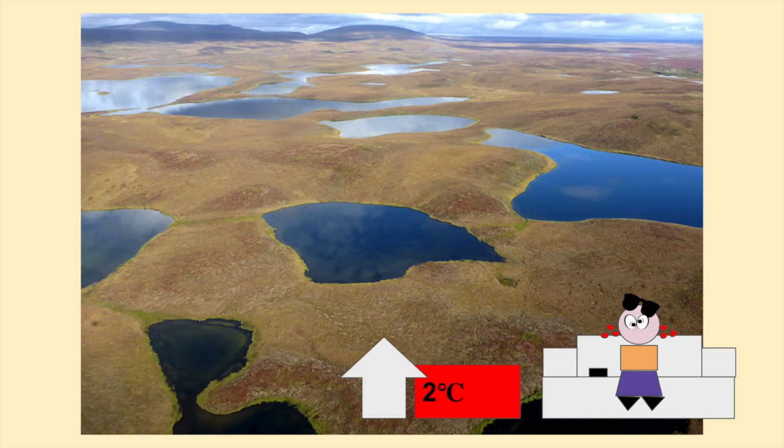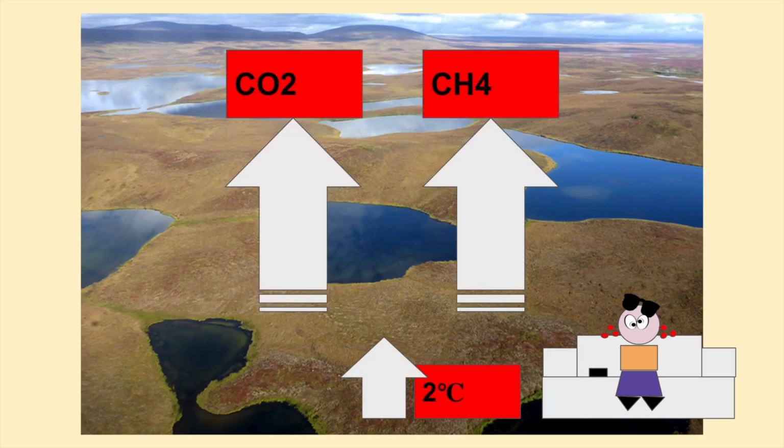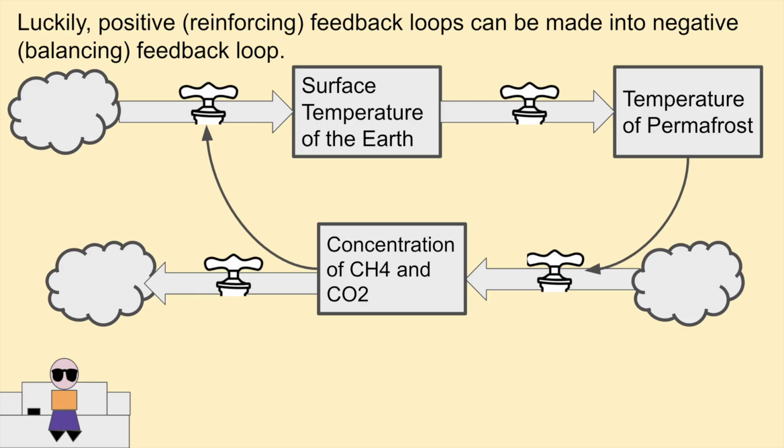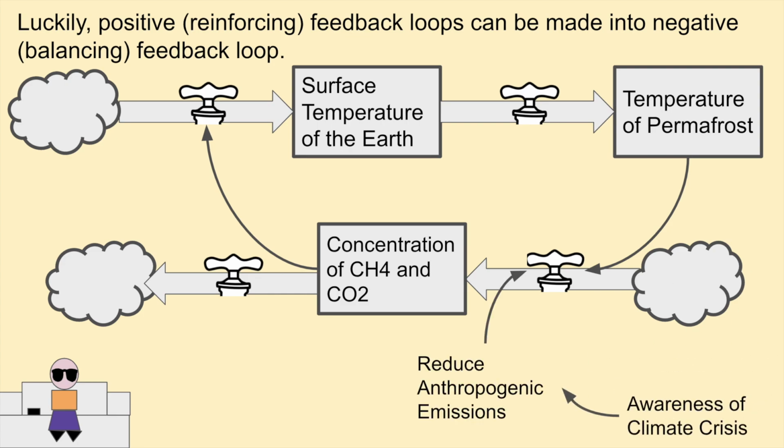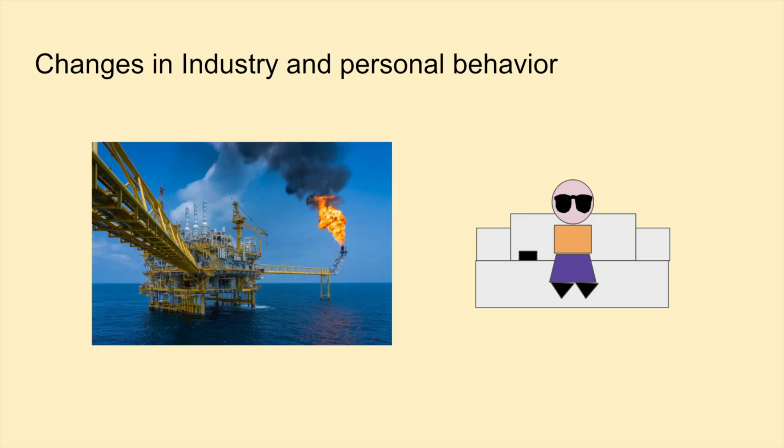If the surface temperature of the Earth warms by 2 degrees Celsius, permafrost could release 200 billion tons of carbon. For reference, the world emits about 43 billion tons of carbon a year. Luckily, positive or reinforcing feedback loops can often be made into negative or balancing feedback loops. If awareness of the climate crisis occurs and causes a reduction of carbon dioxide and methane, the concentration of greenhouse gases in the atmosphere will go down.